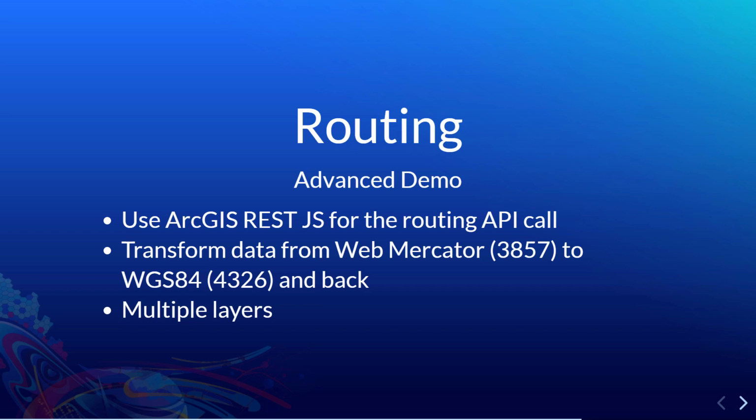For our last OpenLayers demo, we're going to do some routing. This sample will be a little bit more advanced. We'll add a button to our map. We'll wire it up so that when the button is clicked, we will take two random points from the points layer and get a route between those two points using the ArcGIS REST.js library and show the results to the user. This will involve transforming data from WebMercator to WGS84, as well as showing data in multiple layers, the points as well as the route result layer. So let's jump in.